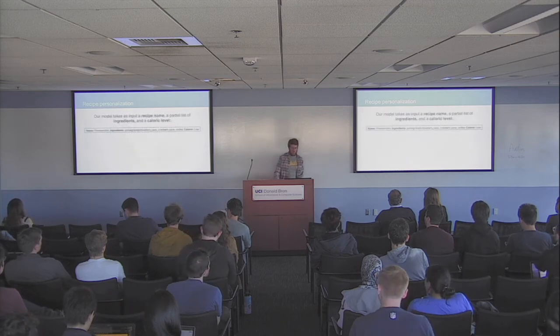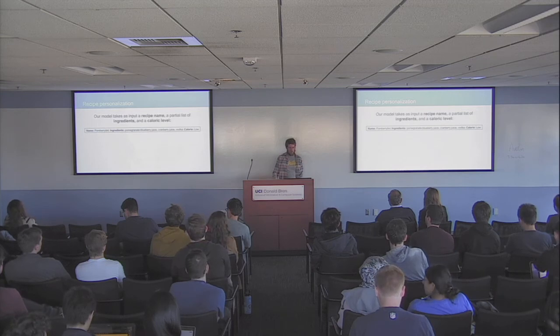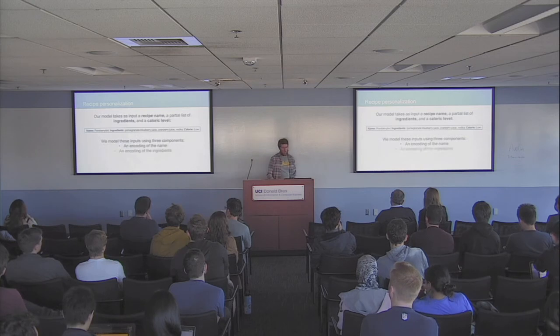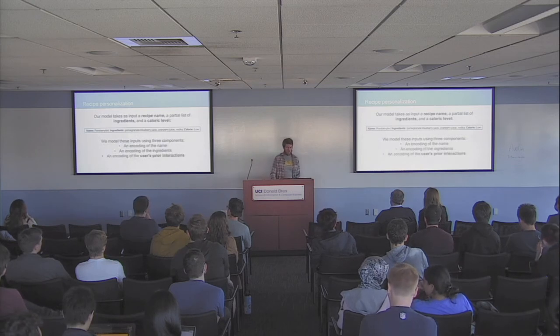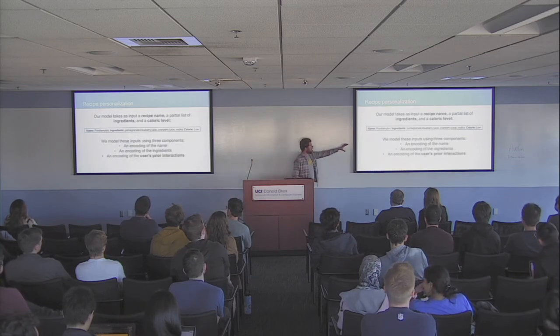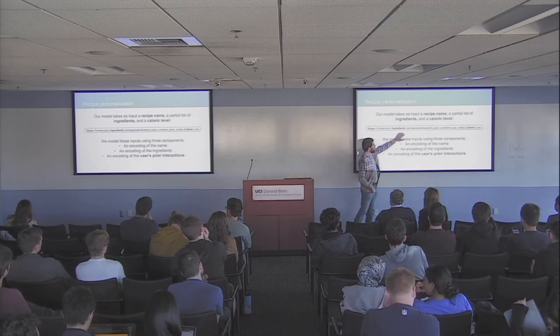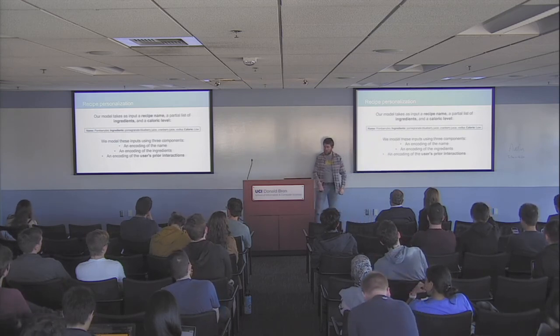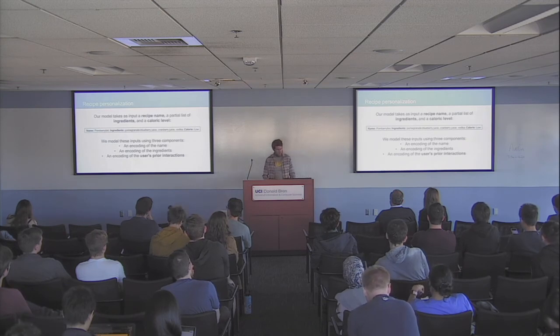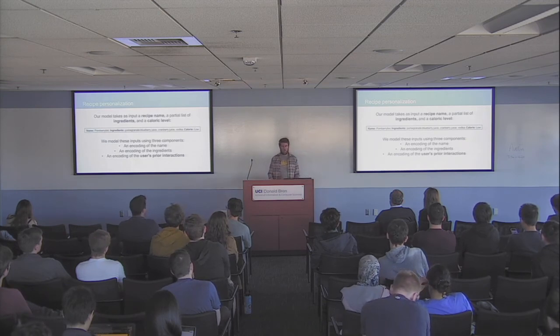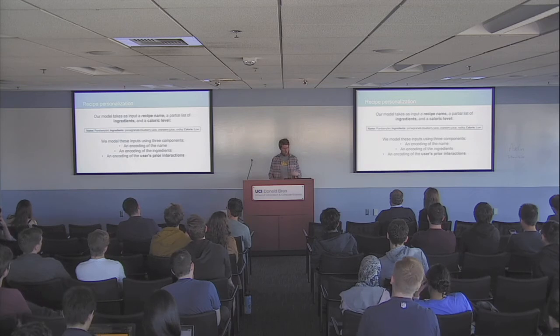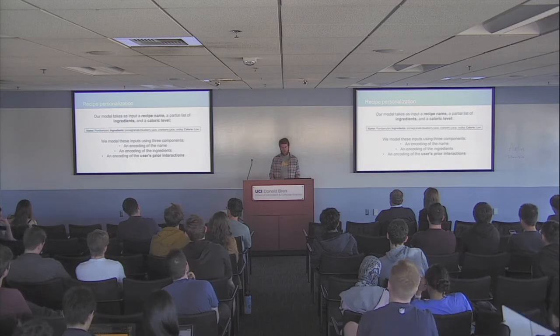This is an example of what a recipe would look like. You have a name of the recipe, an ingredient list, and a caloric level. That's not including the actual plain text instructions, which is what the model generates. So it's given the name, at least a partial ingredient list, and a caloric level. We'd like to encode these things, and also encode the user's interaction history, and generate a recipe based on this input.